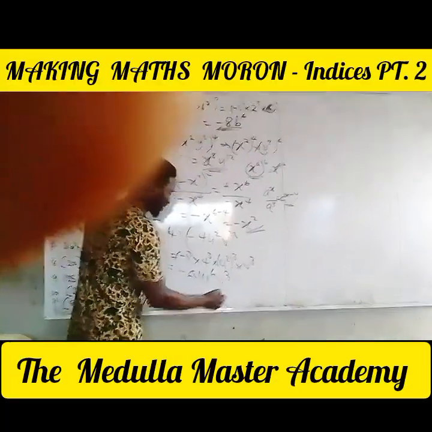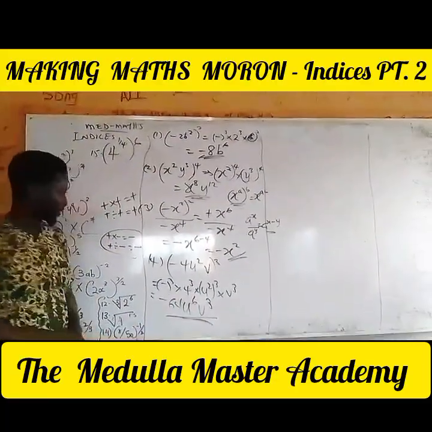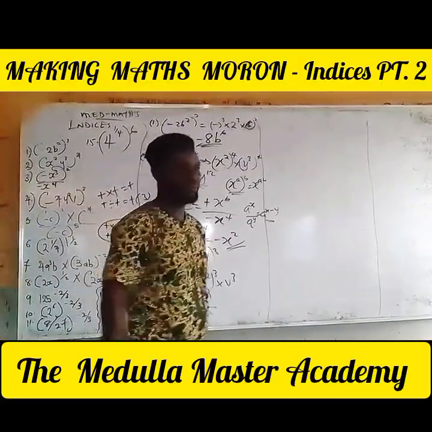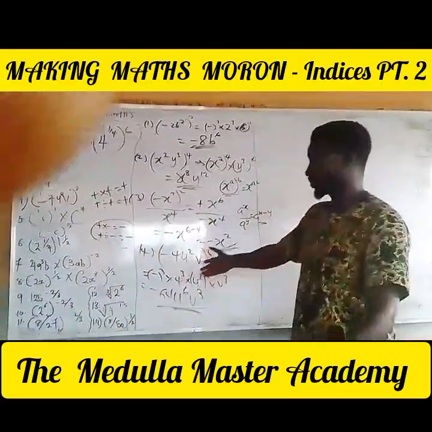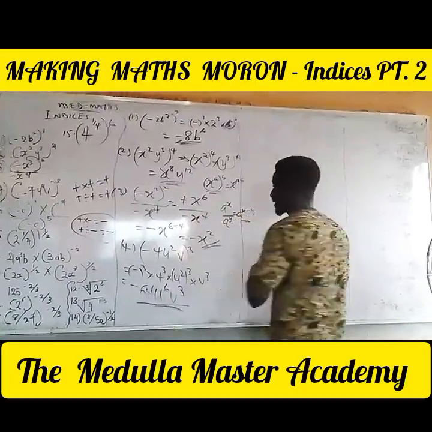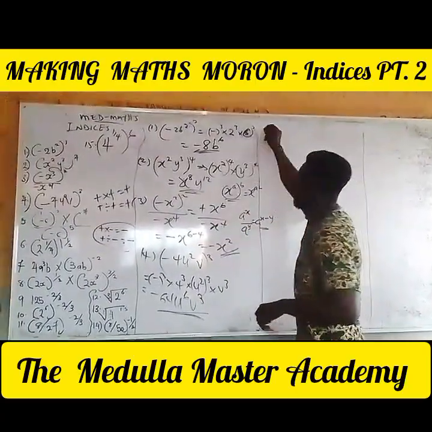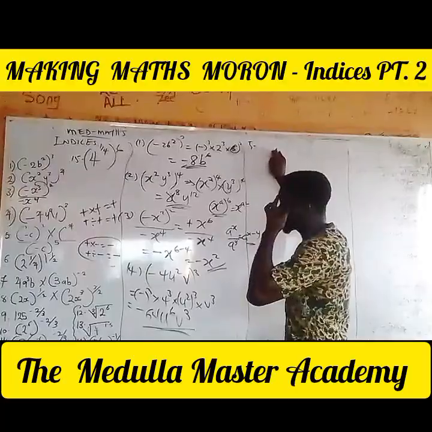So v raised to power 3. So that's the answer. So minus 64 u raised to power 6. So that's the answer. So you have to put your mind, and then we'll be going into after this level. So number 5, please listen up.